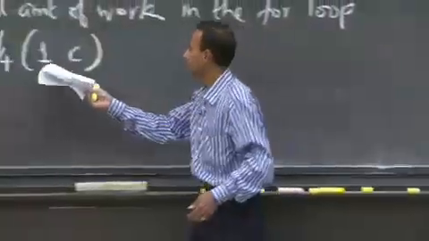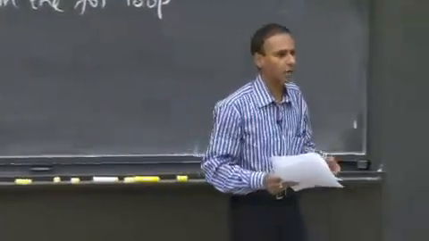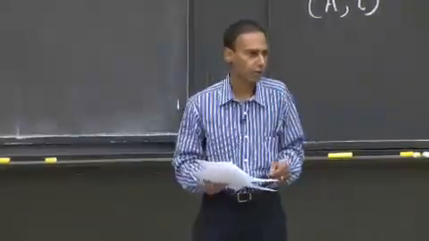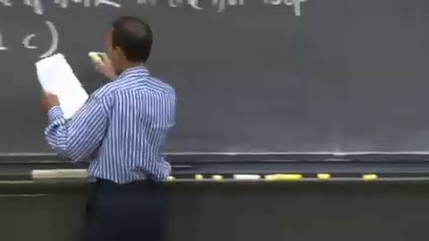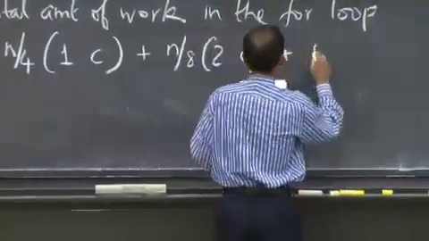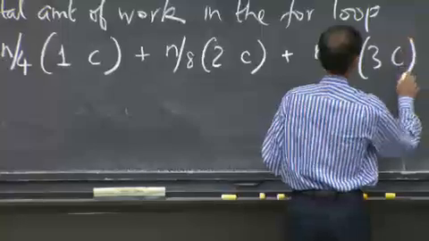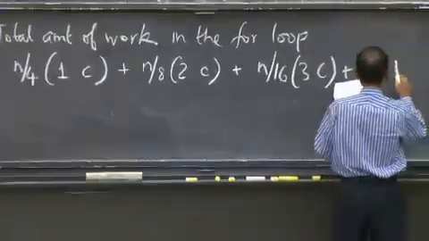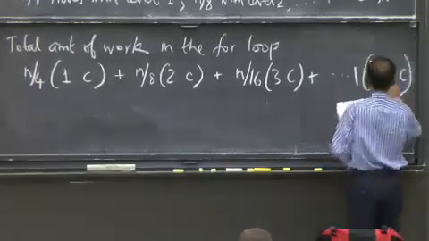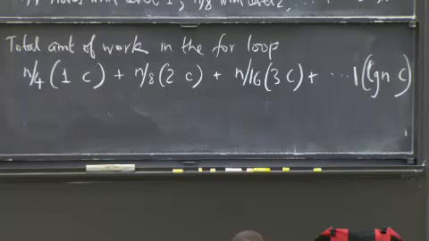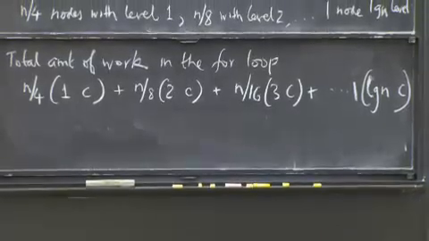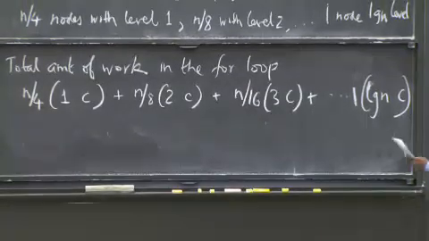We don't need to argue about how much work is done at that one level, how many swaps, et cetera, but the fact is that these n over 4 nodes are one level above the leaf. That's what's key. And then I have n over 8 times 2c plus n over 16 times 3c plus blah, blah, 1 times log n times c. I've essentially written in an arithmetic expression exactly what I have observed on the board above. Stop me if you have questions.